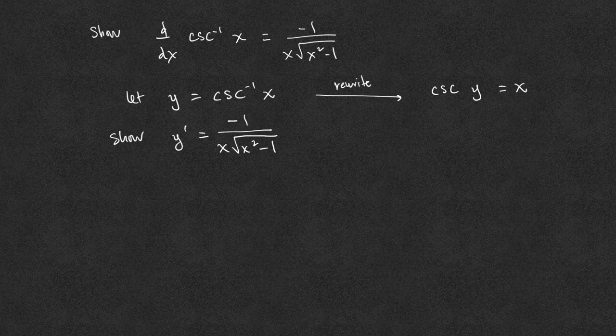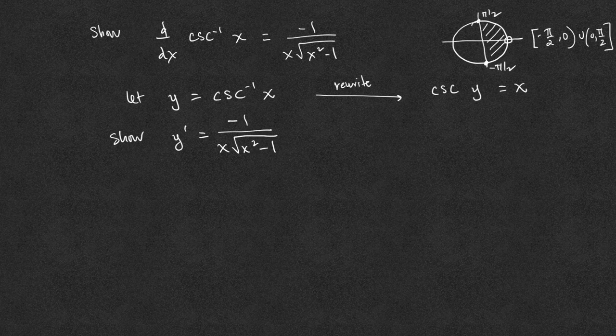But first, because of the inverse, we have to restrict the domain of cosecant. For cosecant, we would have to restrict the domain to the first and the fourth quadrant only. We cannot use 0 though. We can use negative pi over 2 and pi over 2. And so the domain of cosecant, so that the function is 1 to 1, is negative pi over 2 to 0, and then 0 to pi over 2.